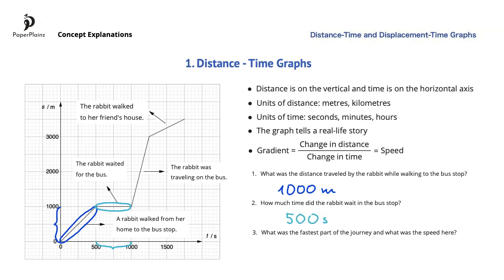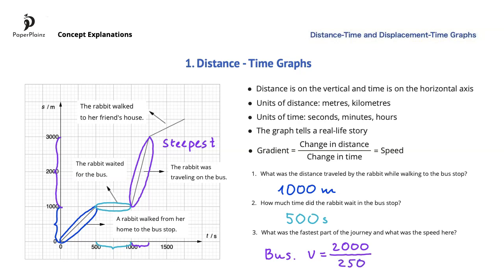As we mentioned during our story, the faster the rabbit travels, the steeper the gradient will be. This is the steepest section of the graph, so the fastest part of the journey is when the rabbit is traveling by bus. Let's calculate the speed here. I will denote speed by v, and this is equal to change in distance over change in time. The change in distance during this section is 2000 meters, and the change in time is 250 seconds. So we have to divide here by 250, which gives us 8 meters per second for the speed.